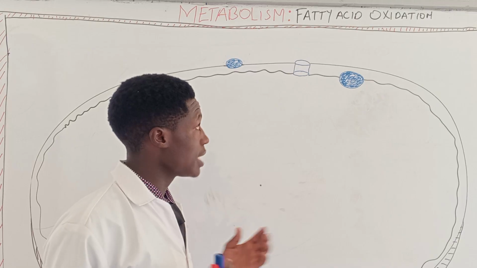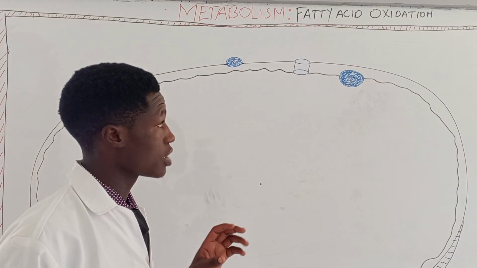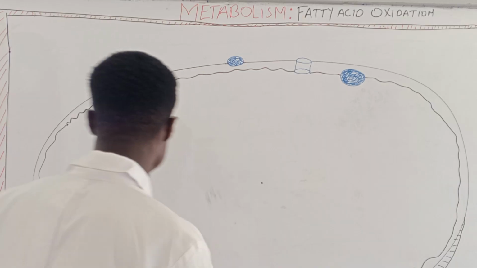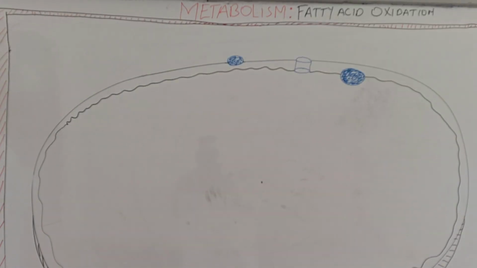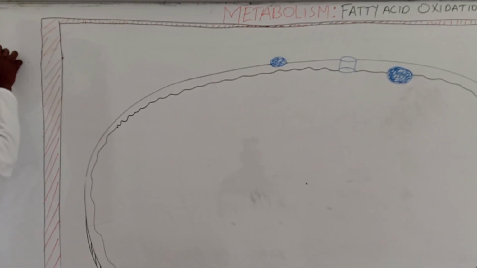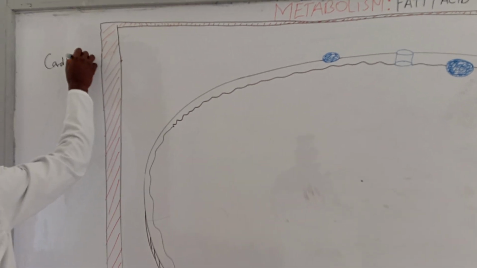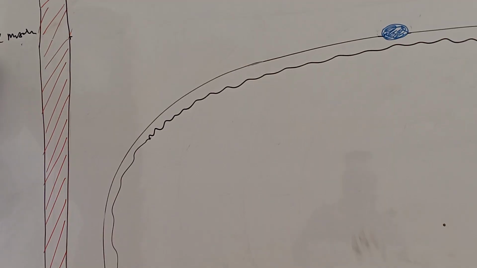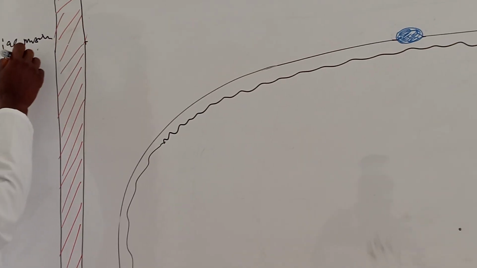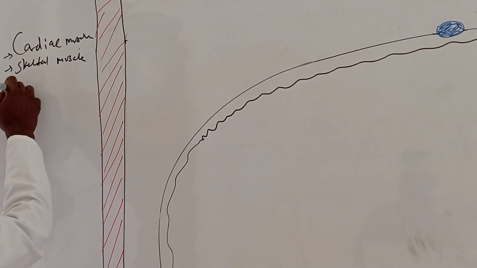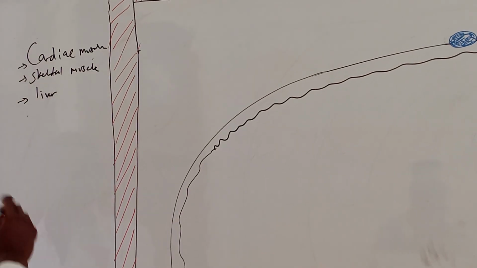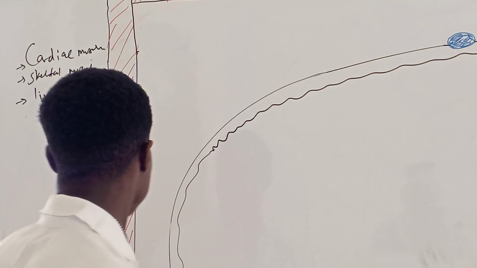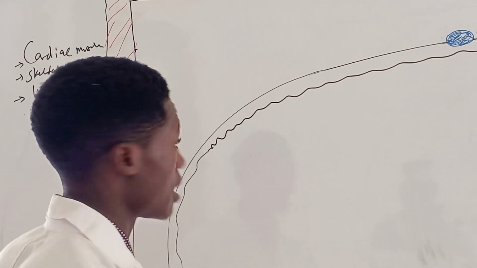And we said in that video that we are going to take those fatty acids into various tissues of the body. For example, we take them to the cardiac muscle. We will take them to the skeletal muscle. We can also take them to the liver. And the liver is very important because we can synthesize ketone bodies there, and we are going to see how we are going to make that happen.